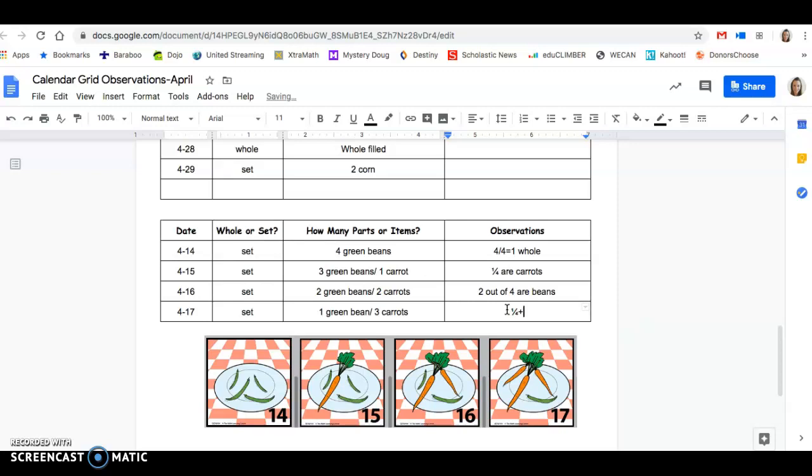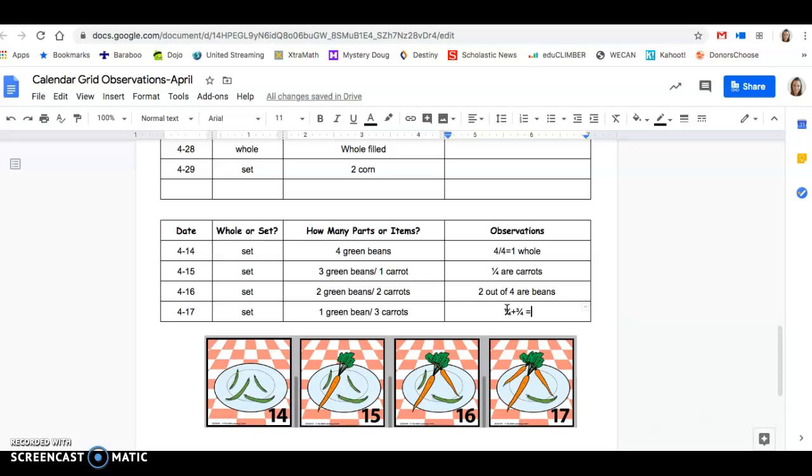All right, now I'm going to be thinking about the fraction for the carrots. The 4 in the denominator, again, does not change because there are still 4 parts on the plate. But the part that I'm thinking about has changed. Now I'm thinking about the carrots. And there are 3 carrots on the plate out of 4 total vegetables in the set. So my fraction would be 3/4.